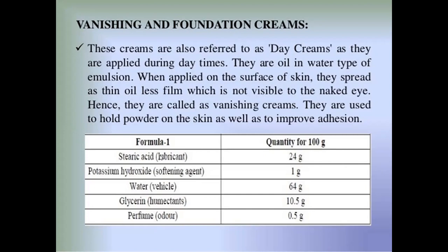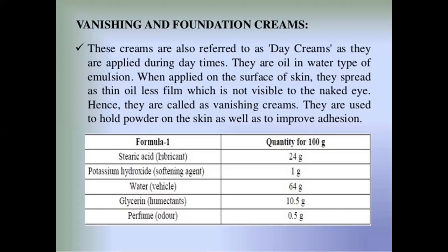Lubricant reduces friction between surfaces. It reduces friction as well as makes the surface smooth. Then next point, potassium hydroxide. Quantity? 1 gram. It is used as a softening agent. Softening means it also gives a soothing or softening effect.